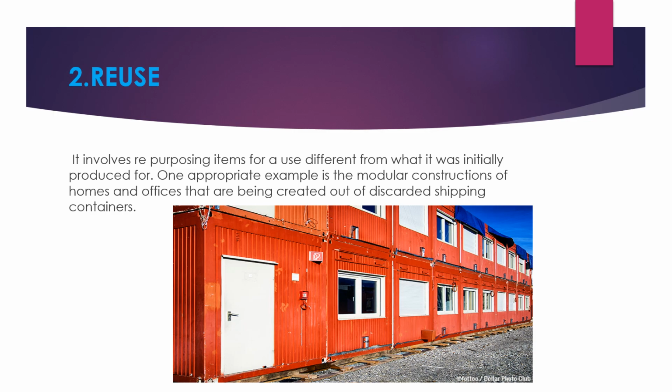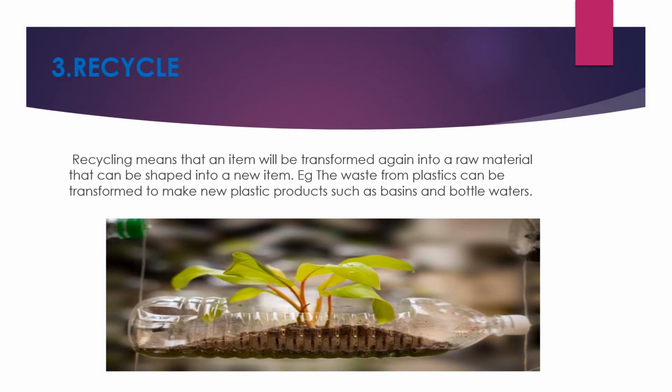We have number three, recycle. Recycling means that an item will be transformed again into a new material that can be shaped into a new item, e.g. the waste from plastic can be transformed to make new plastic products. So you see this picture, you see a plastic bottle here. Sand or soil has been filled inside it and used to grow maybe a flower or a plant.